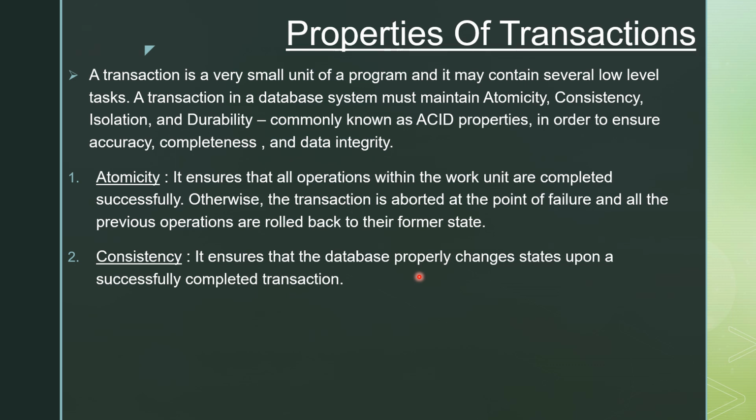The same money should go to both ends. If you sent 1000 rupees from here to another account, they should receive exactly 1000, not 500, 900 or 2000. That should be equal, right? So that is called consistency. So data should be consistent. It ensures that the database properly changes states upon a successfully completed transaction. The data I sent is the same data the other person should get, with no extra or deleted data. If I sent only the 12th E or 11th E data from my college, the receiver should get only that, not another division's data. So that is called consistency.